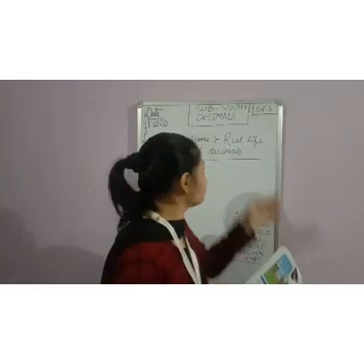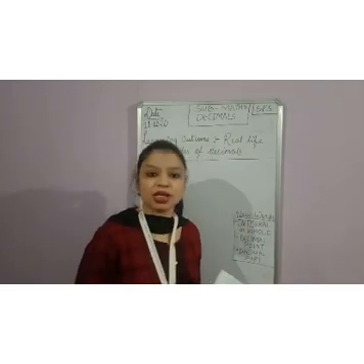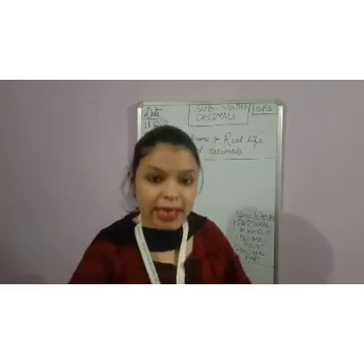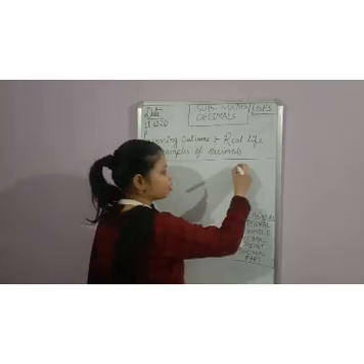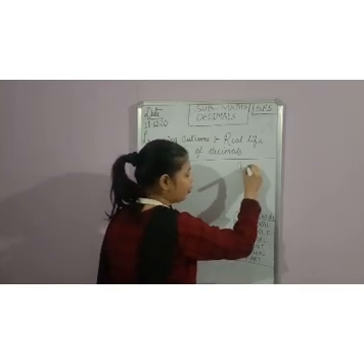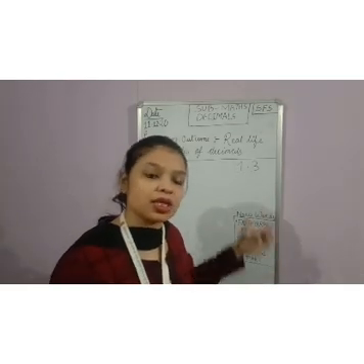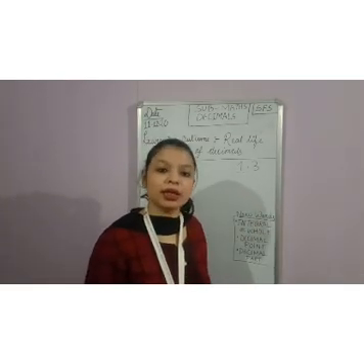Today we are going to do real life examples of decimal. Before going to the main topic, let us recall what we have learned in this chapter. We have learned what a decimal is. So what is a decimal, children? Any number of the form like this, 1.3, is known as a decimal number.